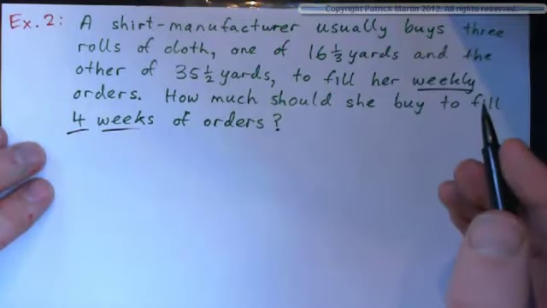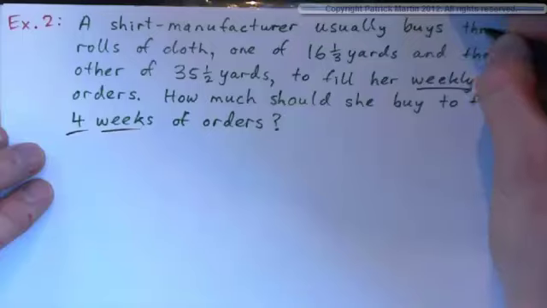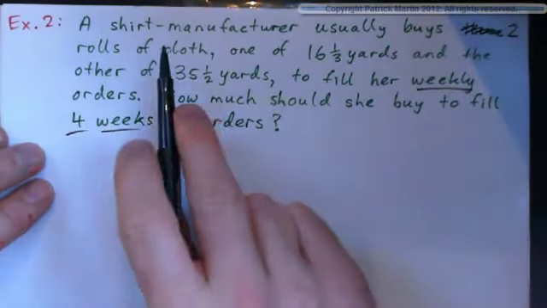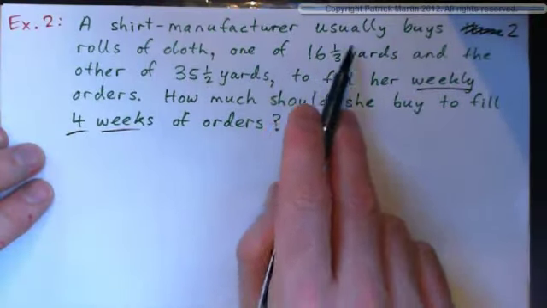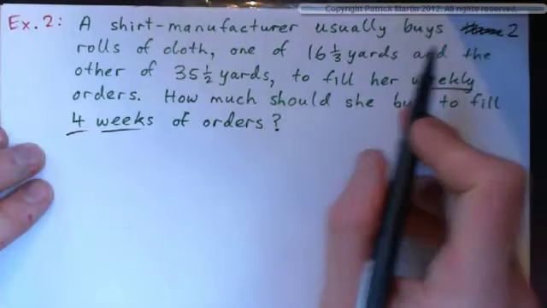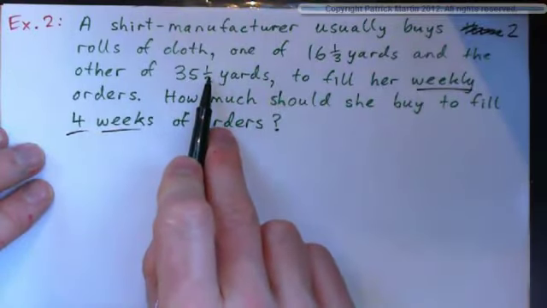Okay, she usually buys, oh, why did I say 3 there? That should say 2. Sheesh, can't count. That's not good. A shirt manufacturer usually buys 2 rolls of cloth. One roll of cloth is 16 1/3 yards long and the other is 35 1/2 yards long.